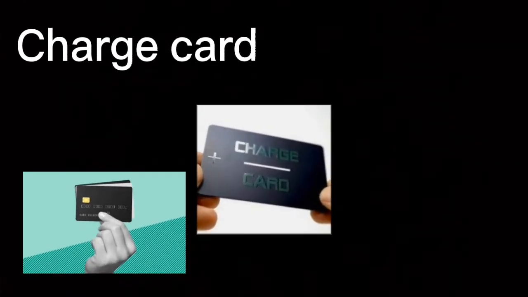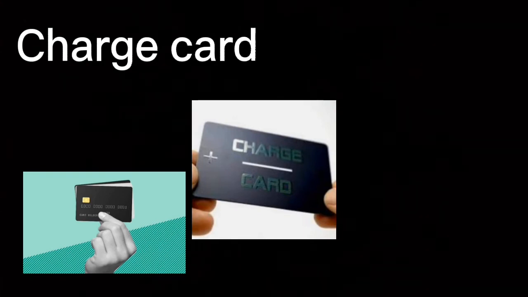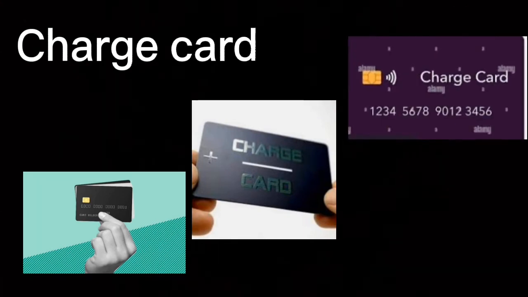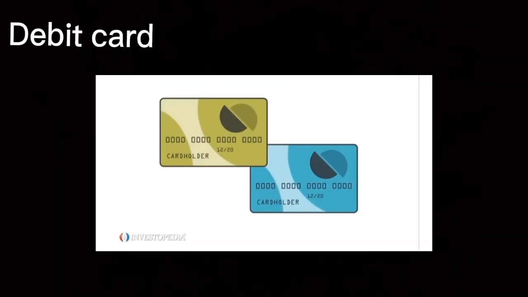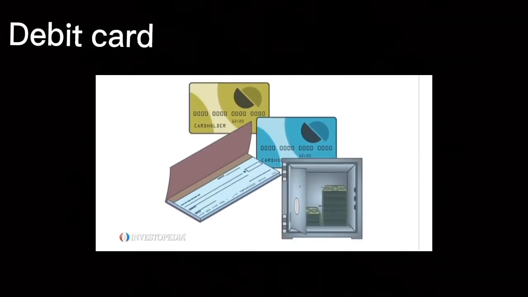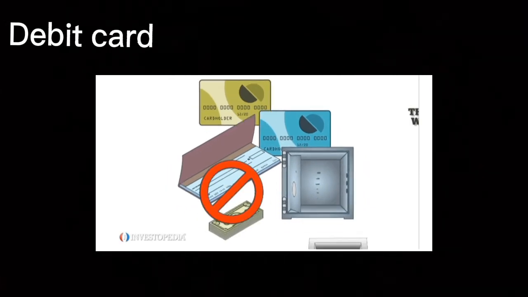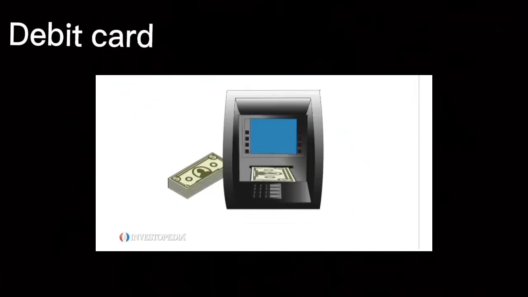Charge cards, like other types of credit cards, can be used to make purchases and may earn rewards. However, unlike other credit cards, they are typically designed to be paid off in full each month. Debit card, also known as a bank card, plastic card, or check card, is a payment card that can be used in place of cash to make purchases.